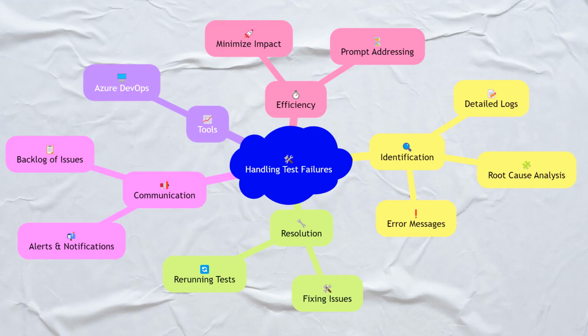Test failures are an inevitable part of the development process. Handling test failures effectively involves identifying the root cause, fixing the issue, and rerunning the tests to ensure the problem is resolved. Tools like Azure DevOps provide detailed logs and error messages that help in diagnosing test failures. Implementing a robust process for handling test failures ensures that issues are addressed promptly, minimizing the impact on the development cycle. This includes setting up alerts and notifications to inform the team of test failures and maintaining a backlog of known issues for tracking and resolution.